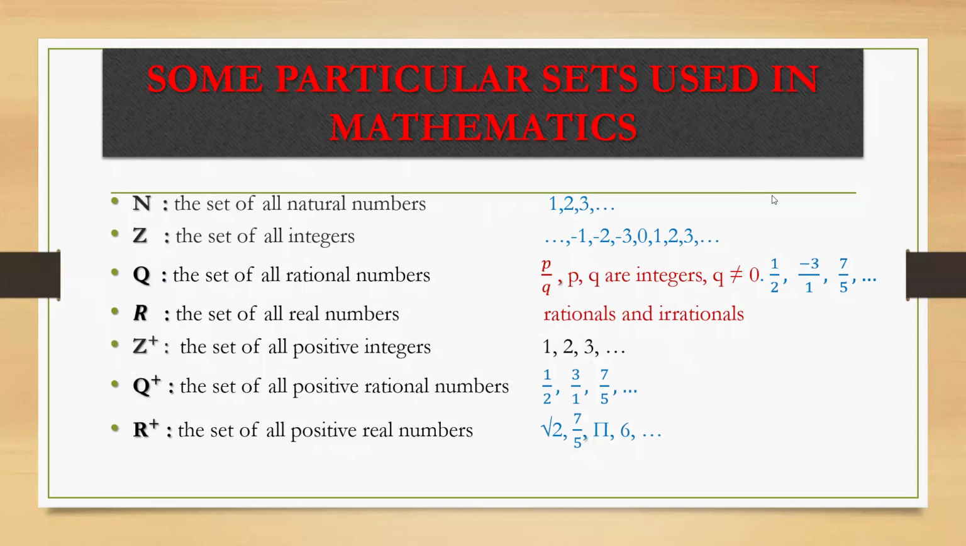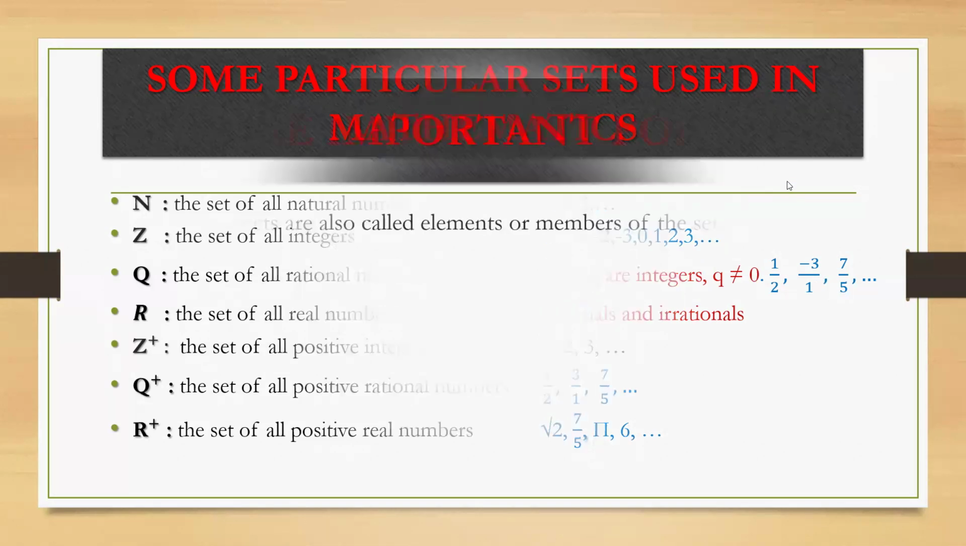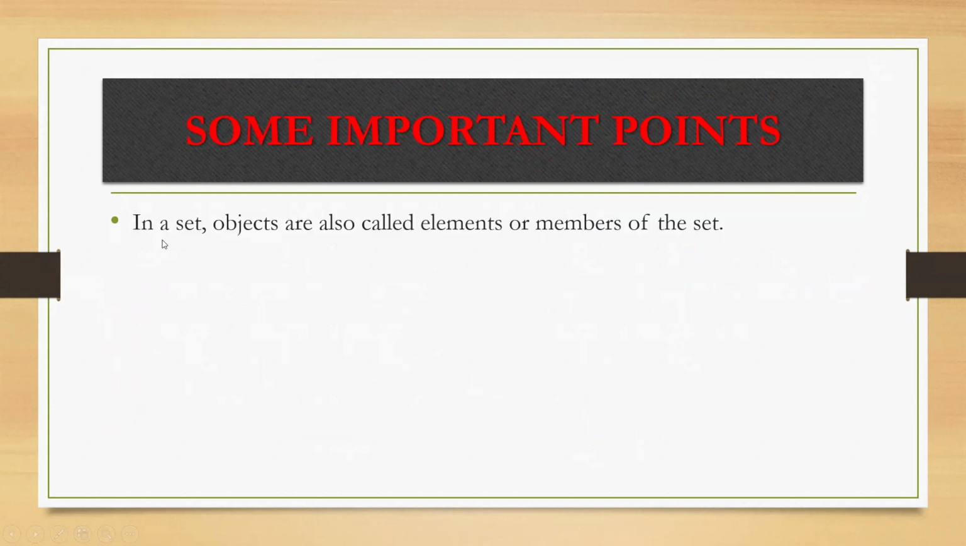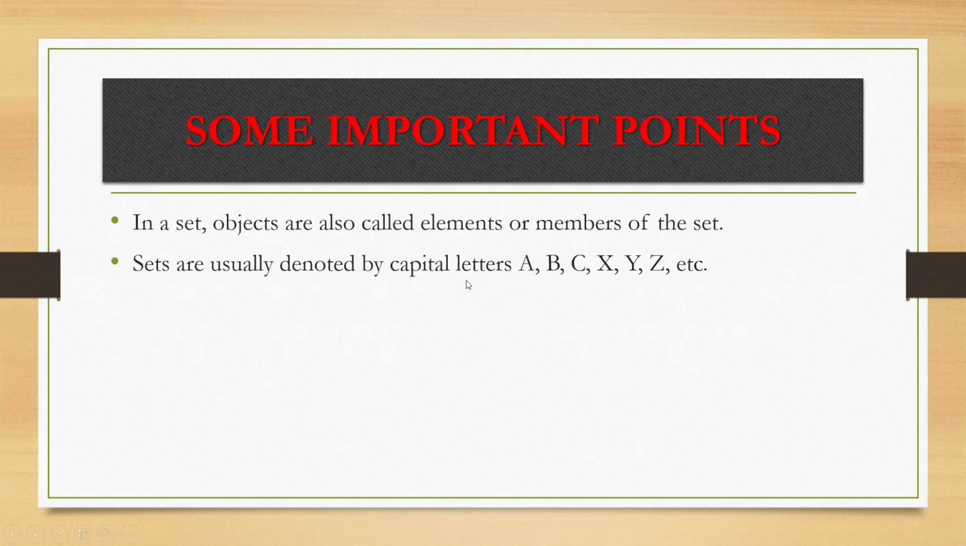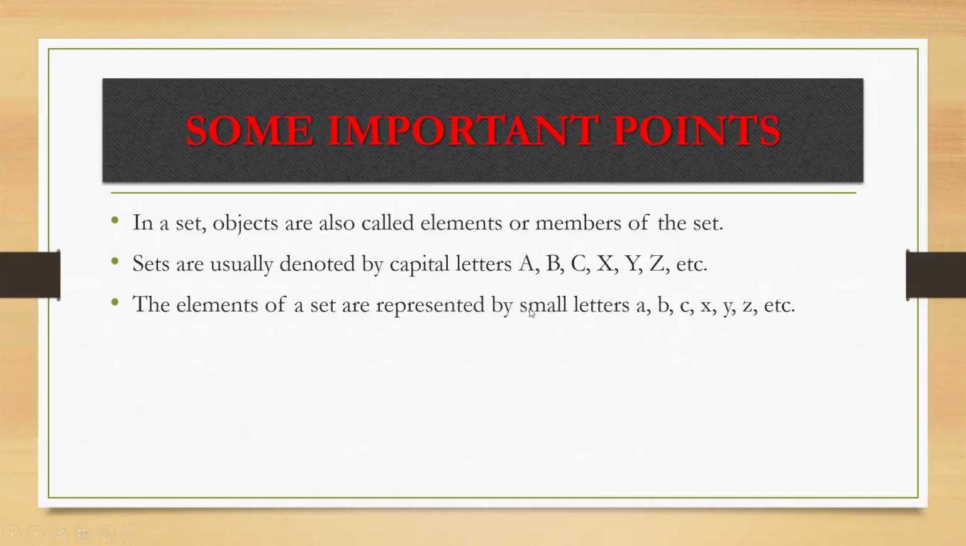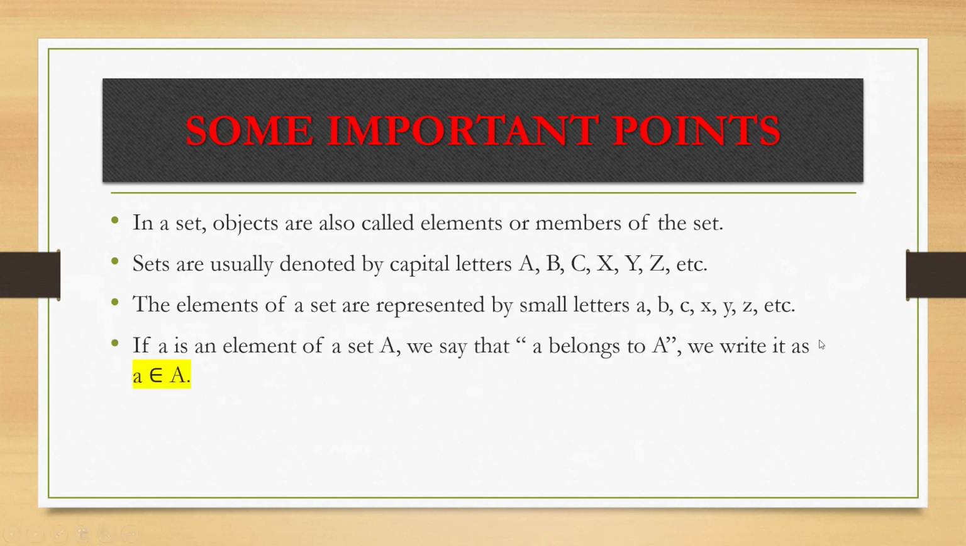Now we will see some of the important points to be noted while dealing with sets. The first point is that in a set, the objects are also called elements or members of the set. Other names used for objects are elements or members of the set. Usually, a set is denoted by capital letters like A, B, C, or any capital letter you can use for representing a set. At the same time, the elements of the set will be represented by small letters like small a, b, c, x, y, z, etc. Clear?